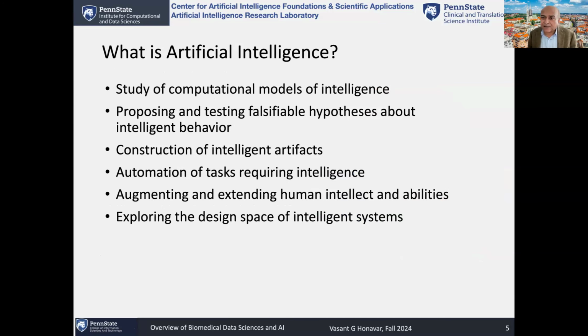Okay, so data science and artificial intelligence are closely intertwined when we talk about biomedical research. So artificial intelligence is a study of computational models of intelligence. It's about proposing, testing falsifiable hypotheses about intelligent behavior. It's about constructing artifacts that behave as if they're intelligent. It is about automating tasks that require intelligence. So for example, medical diagnosis. It is about augmenting and extending human abilities. For instance, an AI system working alongside a person, a physician, to enhance the physician's performance. And it's about exploring the design space of intelligent systems.